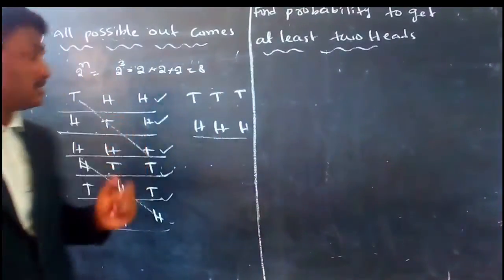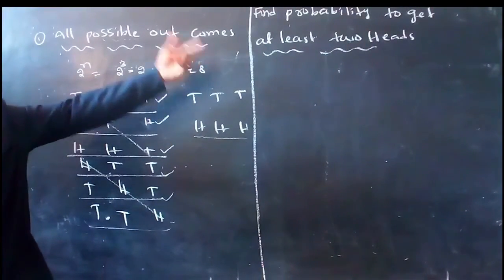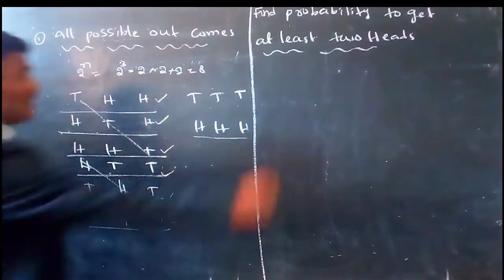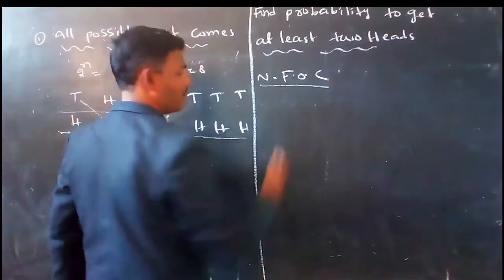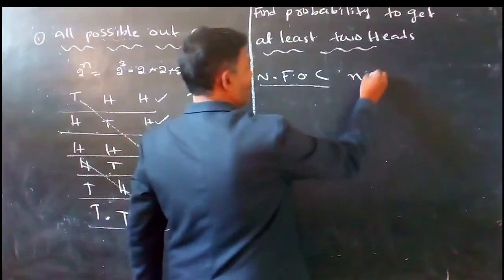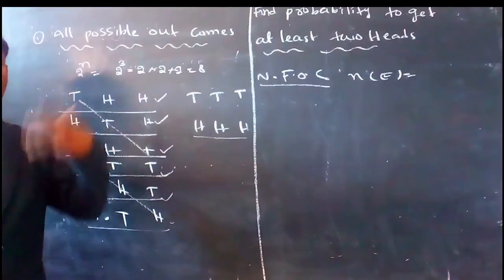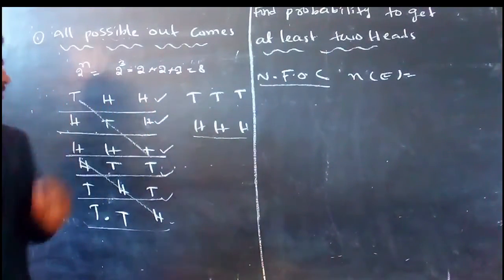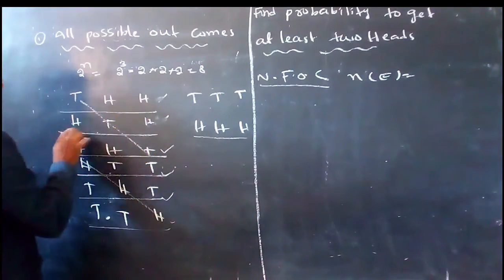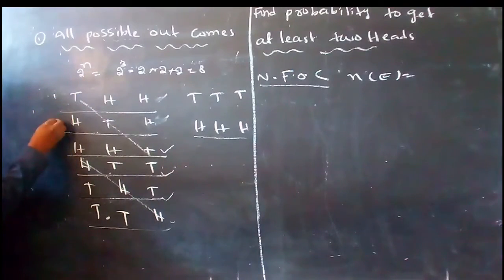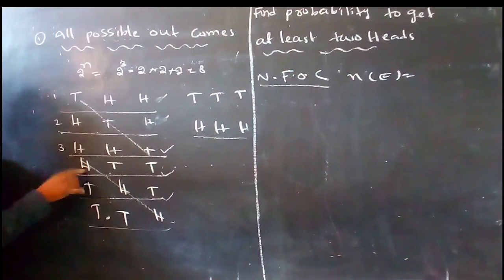Probability to get at least 2 heads. Out of these 8 conditions, how many satisfy this condition? Number of favorable outcomes. N of E is equal. At least 2 heads means I need 2 or more. Don't take 1. So here possible. Why? Because here 2 heads are there. Here also possible, 1, 2. There are 3, it is also possible. Here only 1 head is there, so don't take this one.